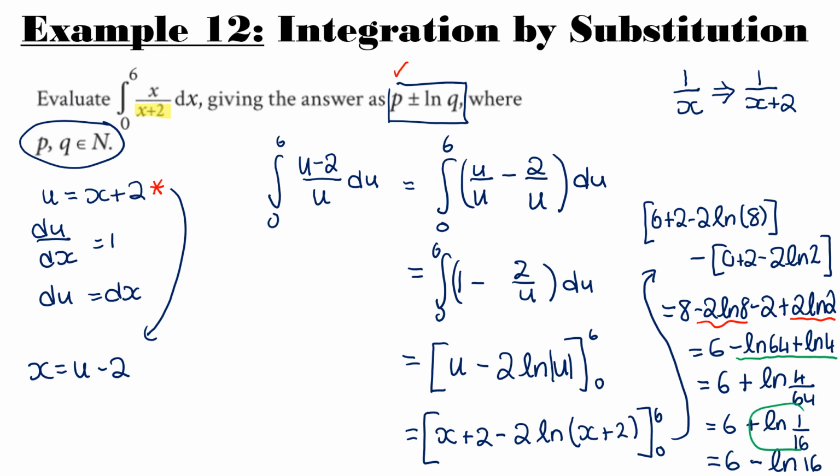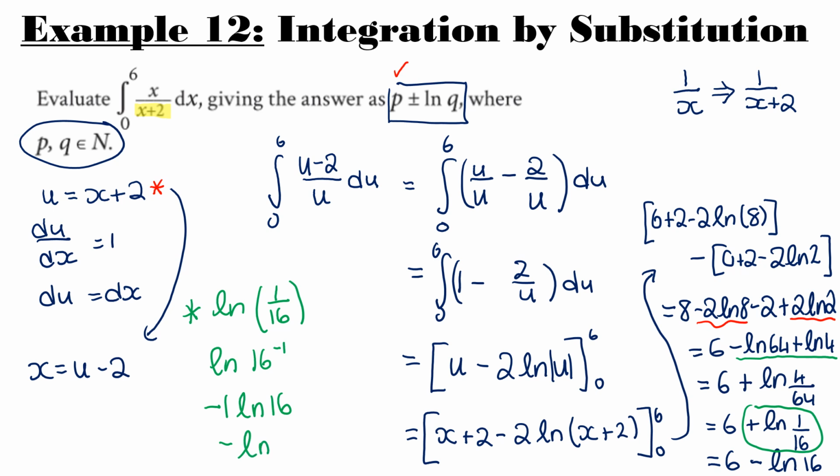I'm just going to bring this part over here and explain it a little bit more for anyone who is not so comfortable with the logs. So all I've done here is I've said, well, that is the same as ln 16 to the power of minus 1. And then I put the minus 1 in front, which is simply minus ln 16. It's a nice little trick to know and to have.